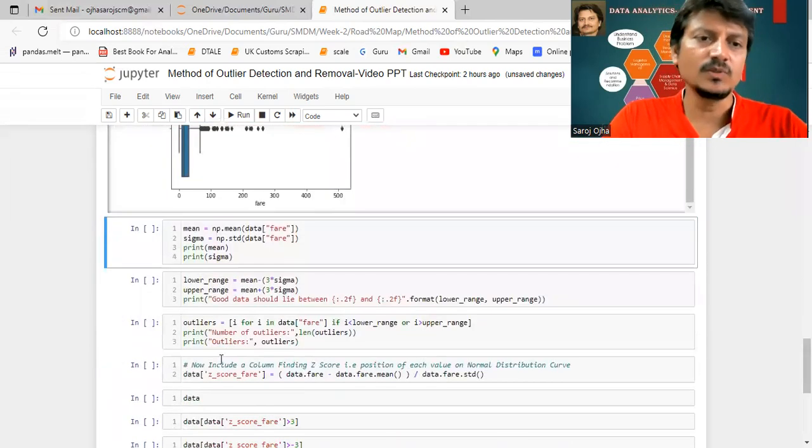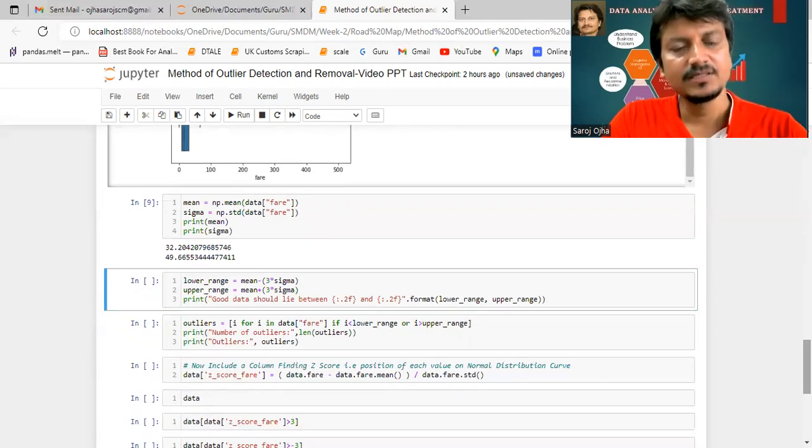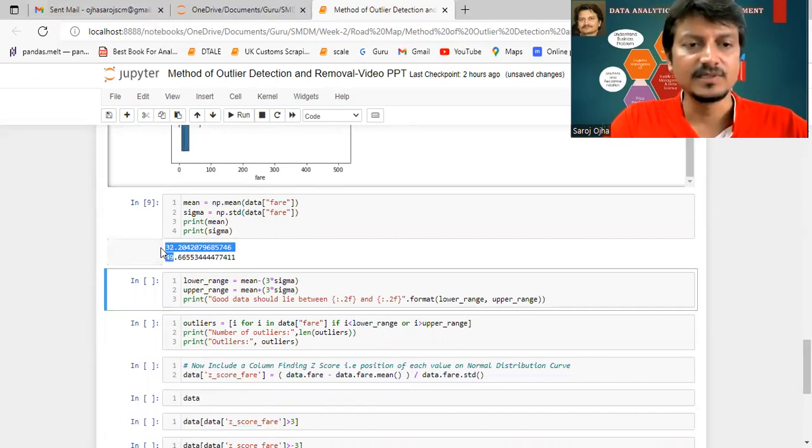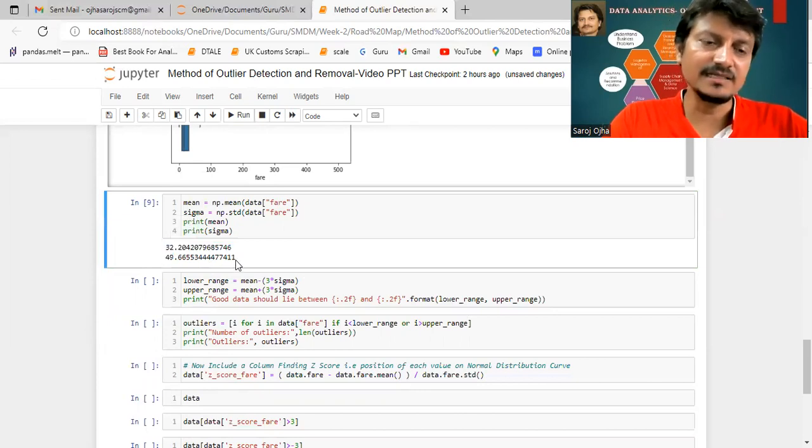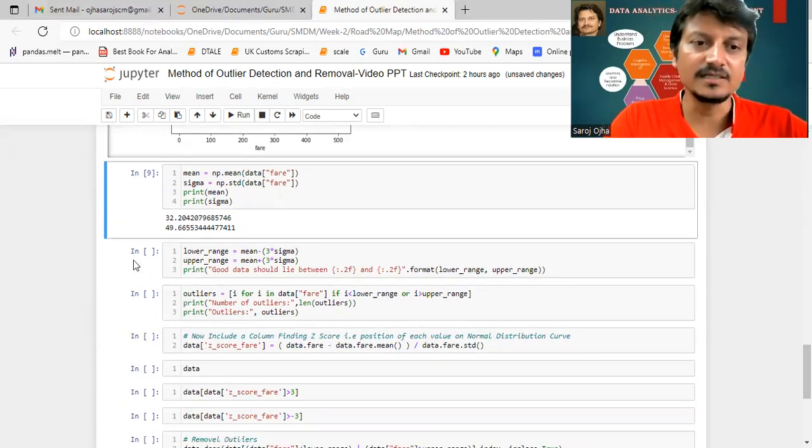Now we want to understand the mean and standard deviation. So the mean is 32 and the standard deviation is 49. What it says is that your standard deviation is quite high. It means your data is quite spread out, not near the mean. So the data is not normally distributed.